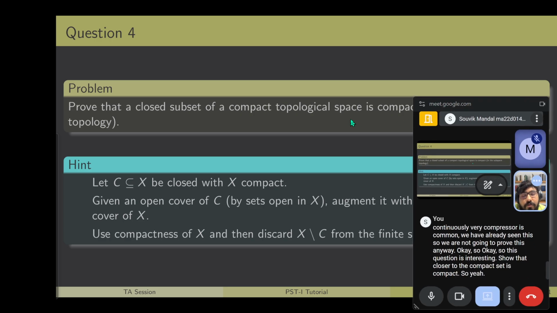So please try to do it yourself, and a hint is given. Please see the hint and figure this out by yourself. That means you need to construct an open cover of C. From that open cover, you also need to construct an open cover of X. Then you need to use the compactness of X, and from that conclude the compactness of C. Please take your time, let me know, and please use the hint given.